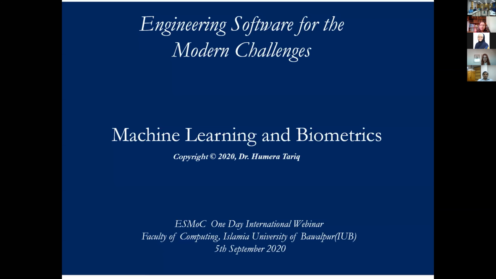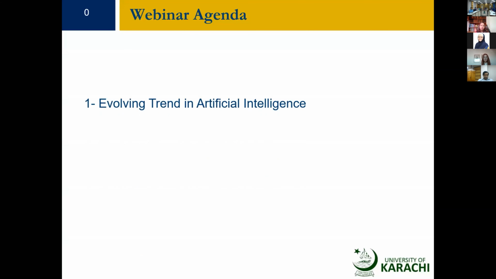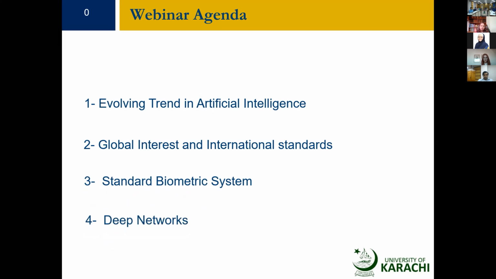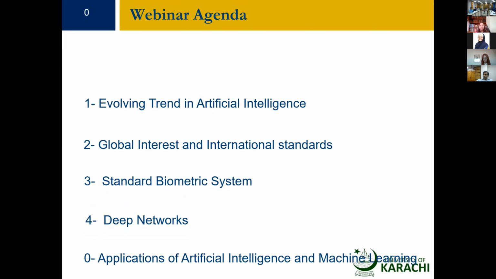So the theme, when I saw it, is engineering software for modern challenges. These days I am working on biometrics, but I think I should start with a little background of machine learning and then move towards biometrics. So the specific theme is machine learning and biometrics for today's lecture. Here is the agenda: what is the current trend in artificial intelligence, what are the international standards, what is a standard biometric system, and how all this ends up with deep networks.